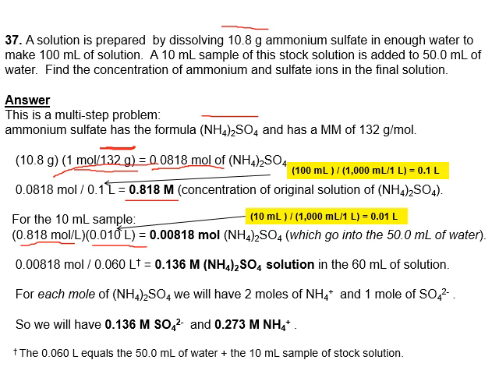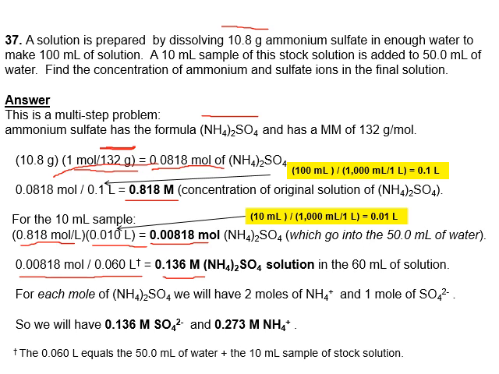So multiply 0.818 moles per liter times 0.01 liters, and the liters cancel, and you're going to get 0.00818 moles in that 10 milliliter sample, which you're then going to dilute to 60 milliliters by adding 50 milliliters of water. So you'll then have that same 0.00818 moles, but now it's in 60 milliliters, or 0.06 liters. So just divide 0.00818 by 0.06 liters, and here's your final concentration. Now let's go back.